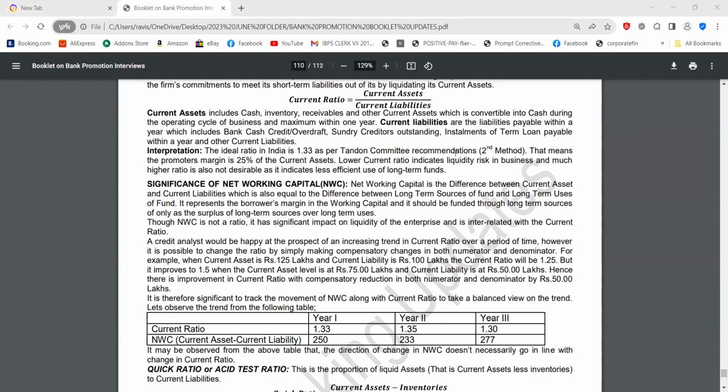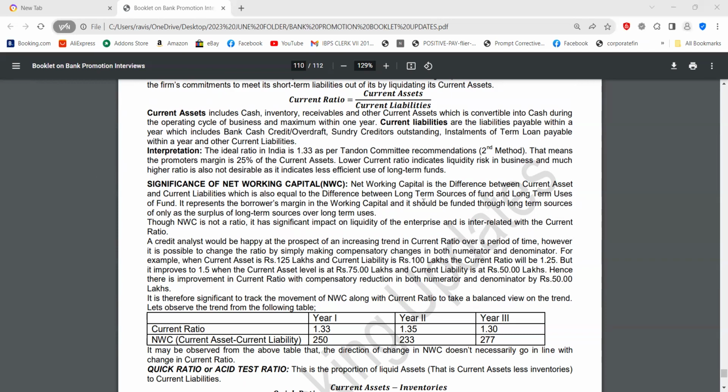Current liabilities are the liabilities payable within a year, which include bank cash credit or overdraft, sundry creditors or outstanding, installments of term loan repayable within a year, and other current liability. The ideal ratio is 1.33 as per Tandon Committee recommendation second method. That means the promoter's margin is 25% of the current assets.